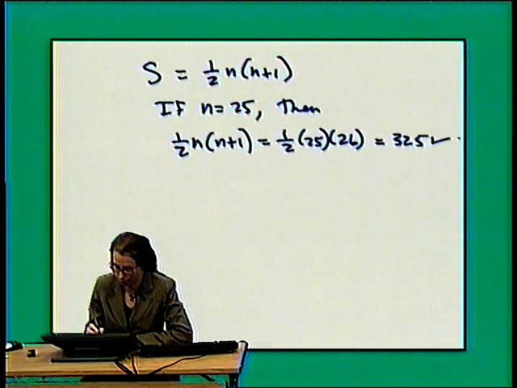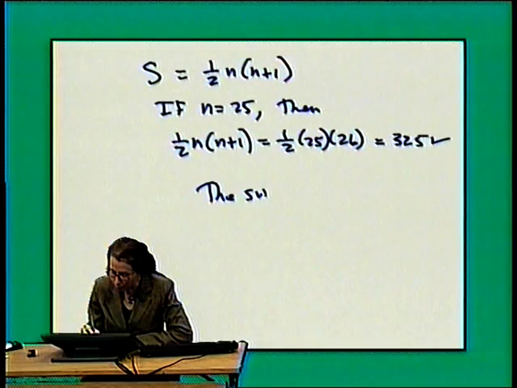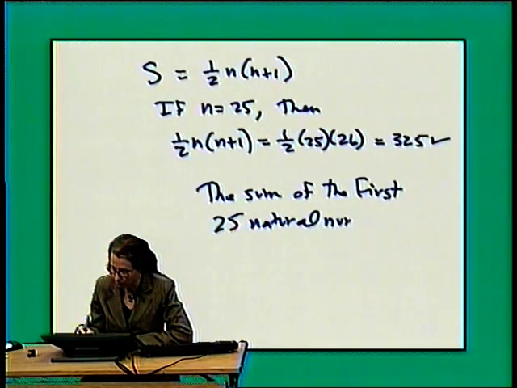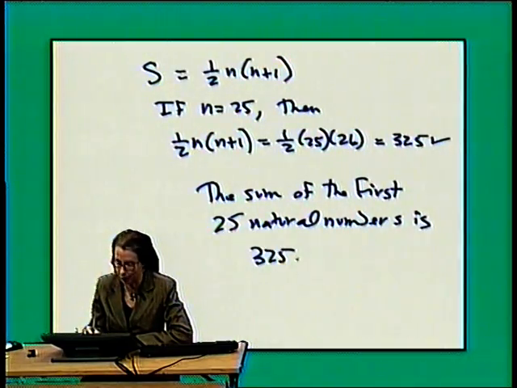That's what I wanted. So the sum of the first 25 natural numbers is 325.